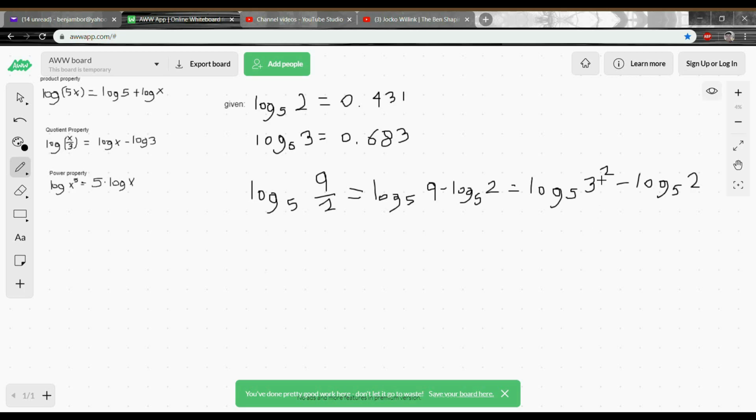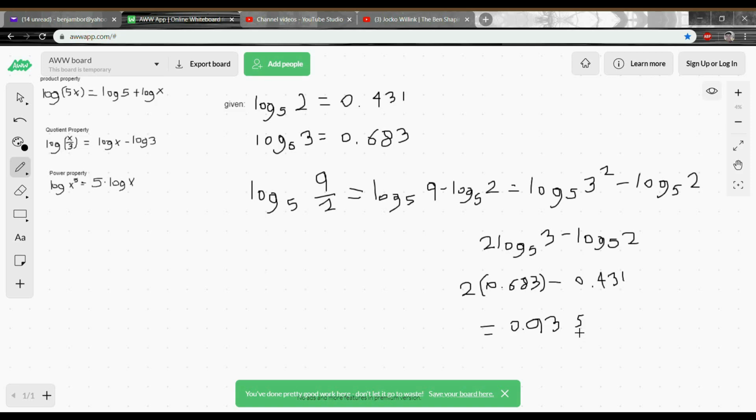And now we can use our power property to take this exponent 2 and put it in the front. That's going to give us 2 times the log base 5 of 3 minus the log base 5 of 2. And now we can plug in our values and write an equation of 2 times 0.683 minus 0.431, and evaluating that, our answer is 0.935.